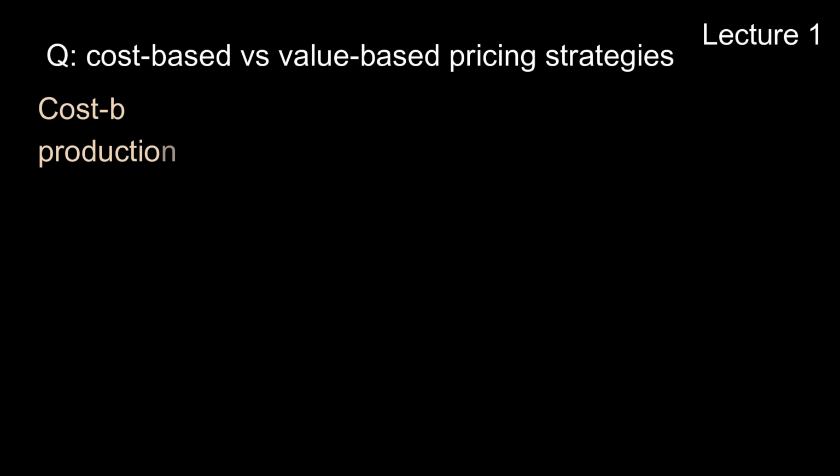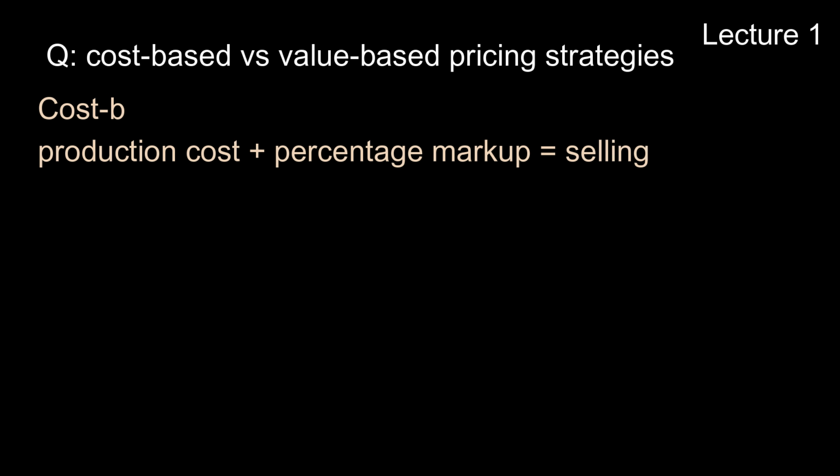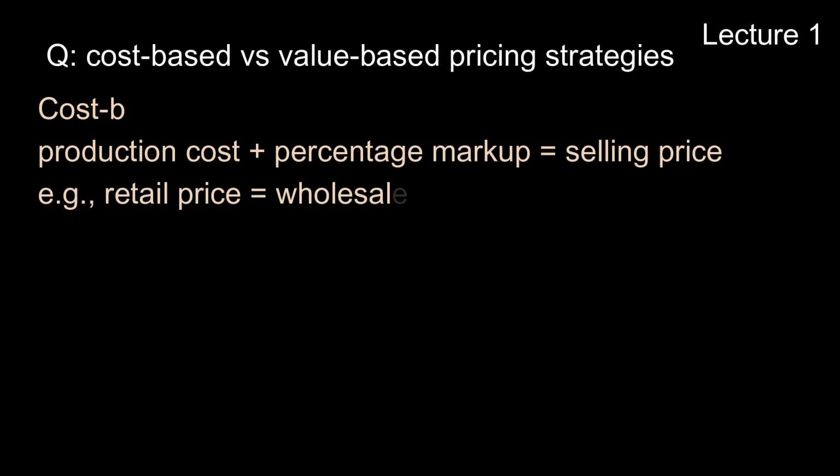Whereby a business calculates the cost of production for a product and adds a percentage markup to determine its selling price. A common example is how retail stores handle their products. They buy goods at wholesale prices and add a specific percentage on top to cover overhead costs and profit.